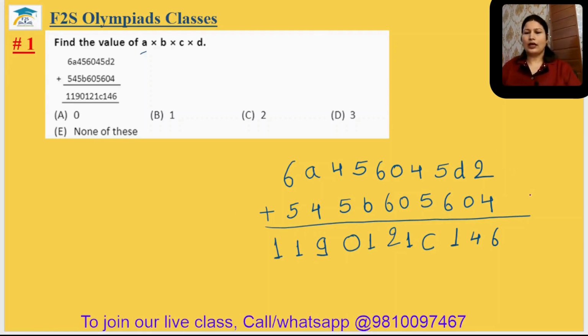Okay, add these two. 4 plus 2 is 6, correct. D plus what equal to 4, so D can be 4 plus 0 equal to 4. Okay, and 6 plus 5 equal to 11, carry 1. 4 plus 1 is 5, plus 5 is 10, so here it should be 0, carry 1. 1 plus 0 plus 0 is 1. 6 plus 6 is 12, carry 1.